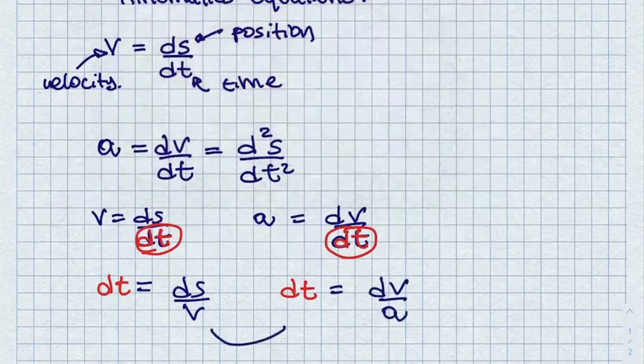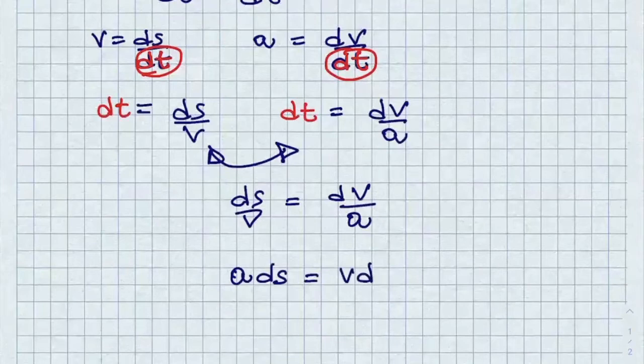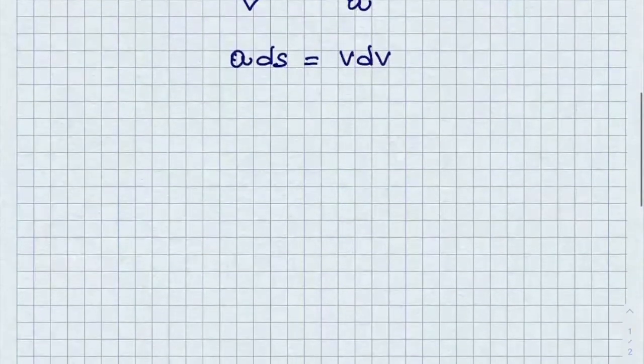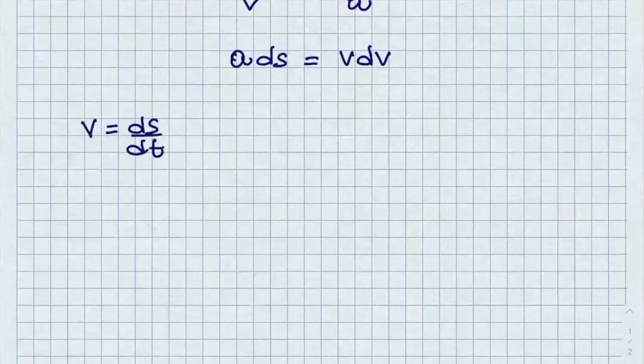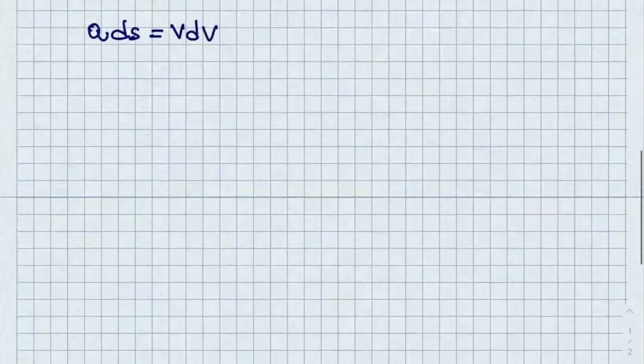Now we just need to set these two equal to each other. We have ds over v equal to dv over a, or we can write this as a ds equal to v dv. So I'm just going to write the three formulas that we have so far. We have v equal to ds over dt, a equal to dt over dt, and a ds equal to v dv.